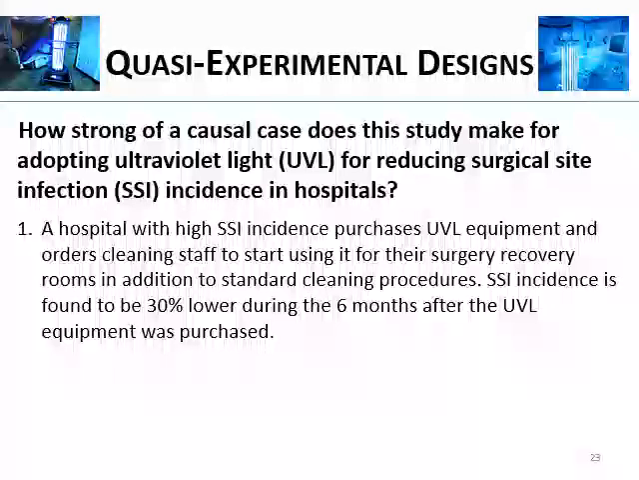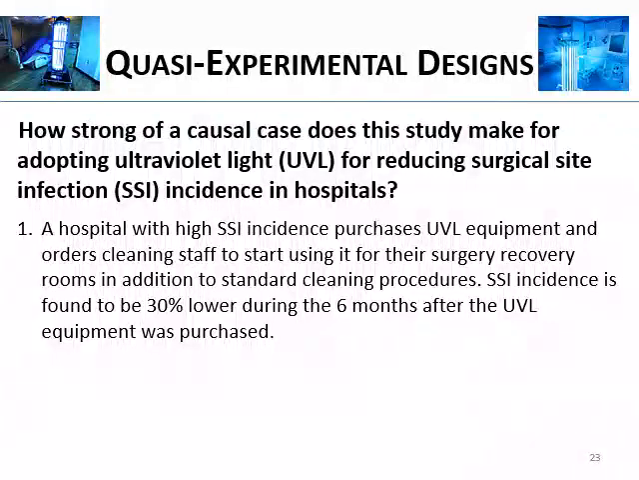So a hospital with high surgical site infection incidence purchases ultraviolet light equipment and orders cleaning staff to start using it for their surgery recovery rooms in addition to standard cleaning procedures. So use this in addition to what you normally do. They found that SSI incidence is 30% lower during the 6 months after the ultraviolet light equipment was used. So how strong is this design? Let's talk about what the flaws are in particular.